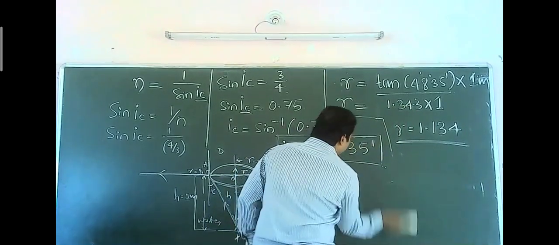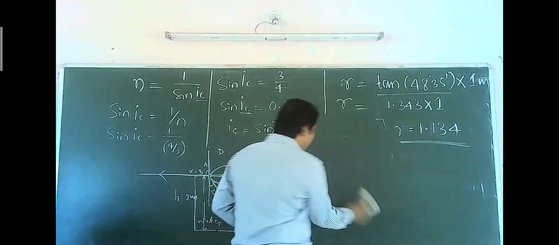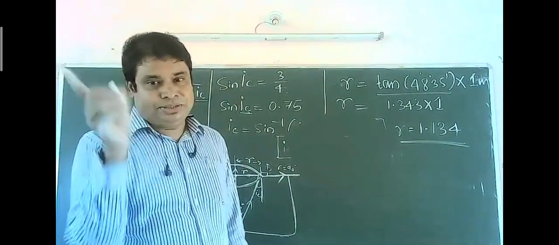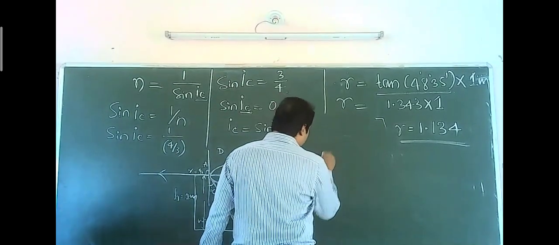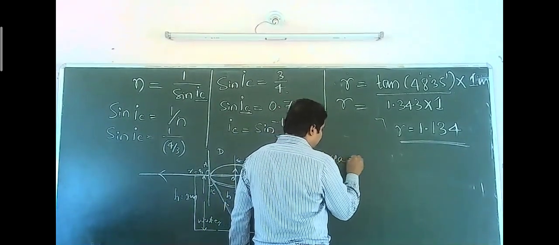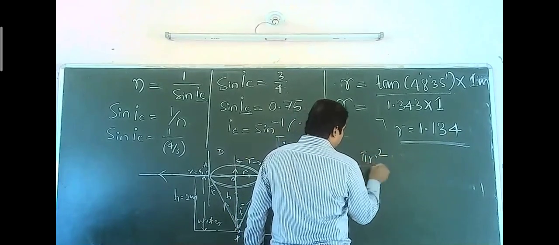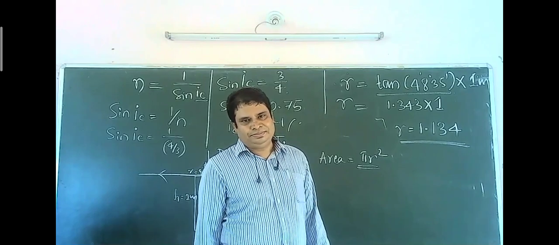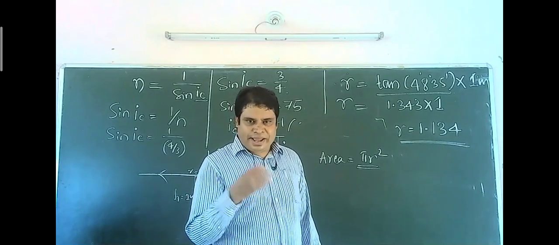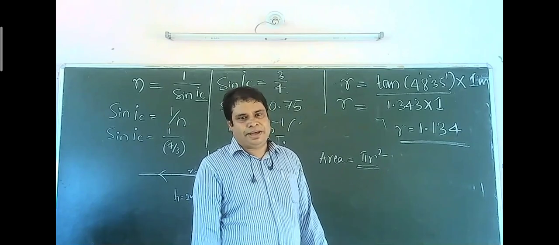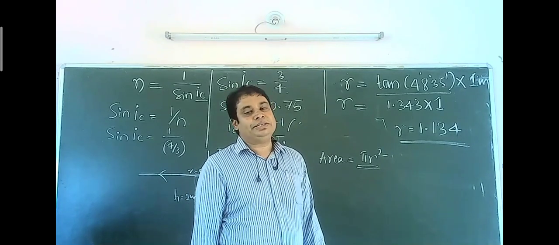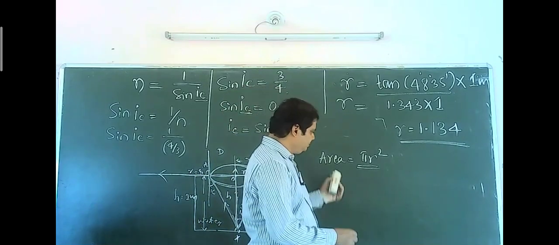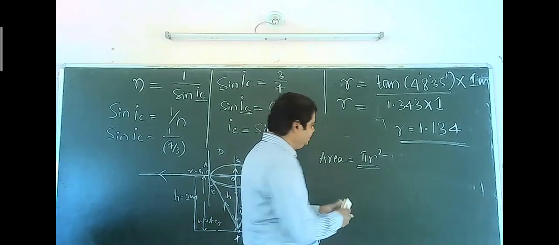Then you may be asked to calculate the area of the circular patch. Then area will be equal to pi R square. You have to apply this formula and find the expression. Hope you understand. If area is asked, of course, area of circle is pi r square. You have to use this formula and find the area.